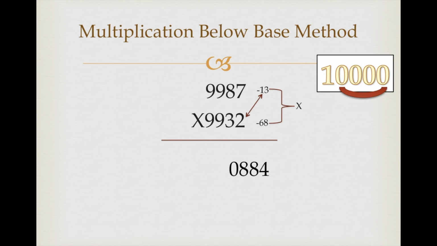9987 minus 68 would give us 9919 only. Now multiply 9919 with 1, it will give us 9919 only. So write down directly 9919. Our complete answer is 99190884.